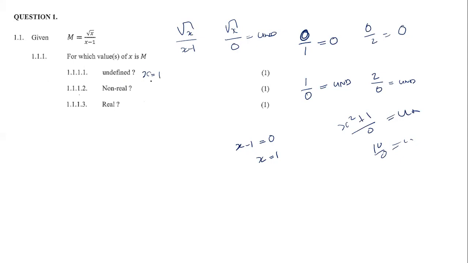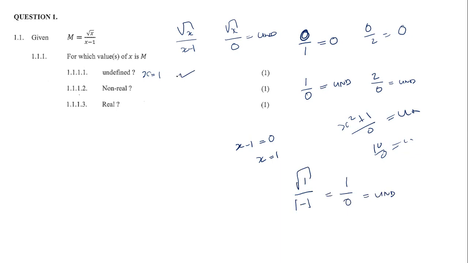Let's check if this answer is correct. Remember we said x equals 1, and here I'm going to substitute 1, which is my value of x, into this equation. So what is root of 1? It is 1. What is 1 minus 1? It's going to be 0. And remember, anything divided by 0 is undefined. So the value of x that made this fraction undefined is 1, because when you substitute 1 there, we get 0. So we determine the value of x, and this will be a 1 mark.